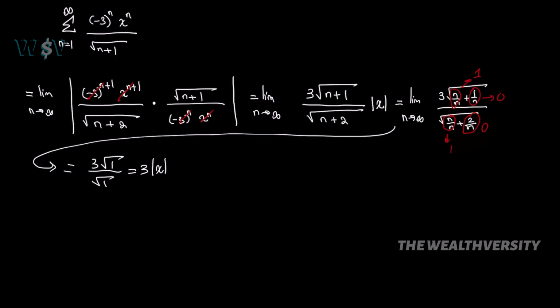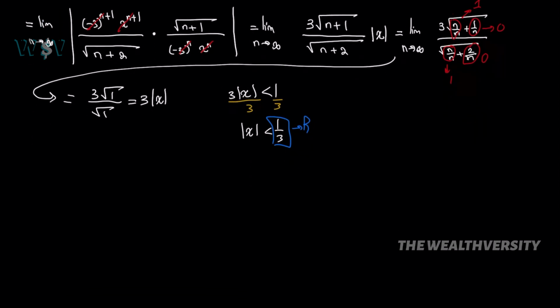Now set 3 times the absolute value of x less than 1 and divide both sides by 3, which gives us that the absolute value of x is less than 1 over 3, and 1 over 3 is our radius of convergence. Now our interval of convergence will be x is greater than negative 1 over 3 and less than 1 over 3. We just have to check the endpoints.